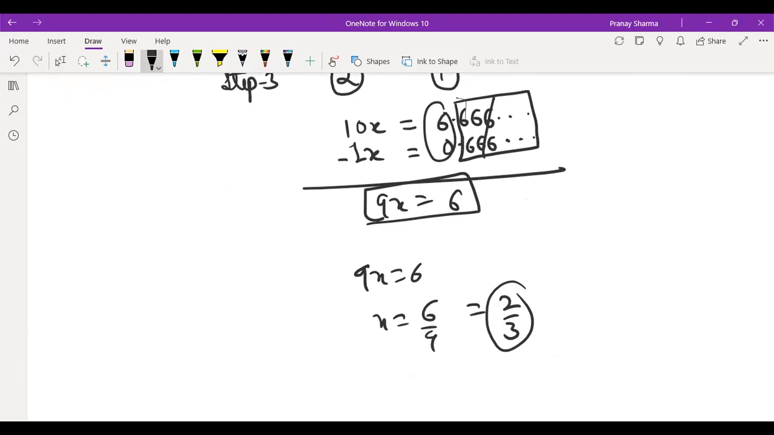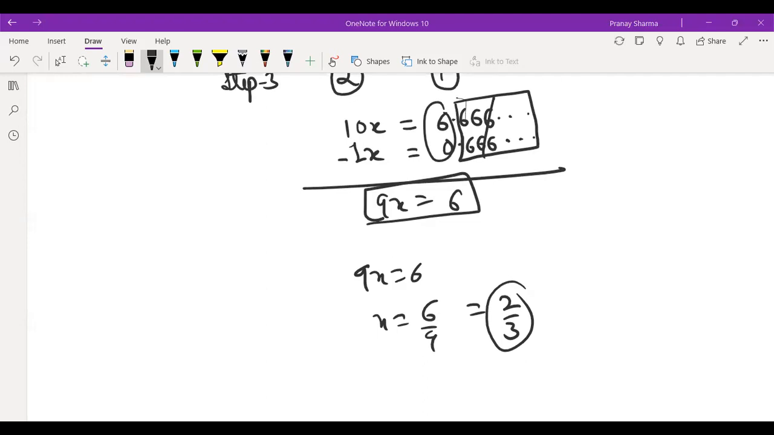Now you can actually calculate if you have 2 over 3. Are you getting 0.666? Obviously, right? So this is the P by Q representation of 0.6 bar. Let us jump to our slide, wherein we have another thing to be discussed.